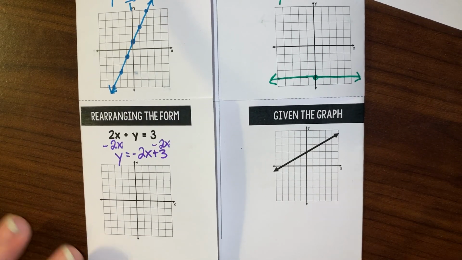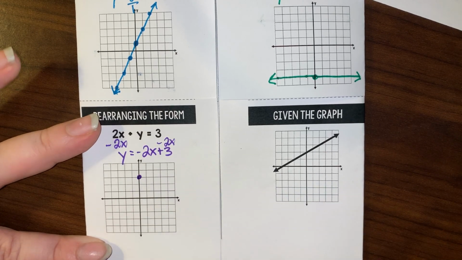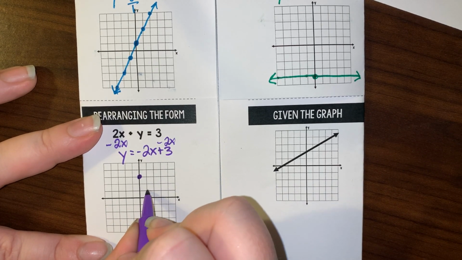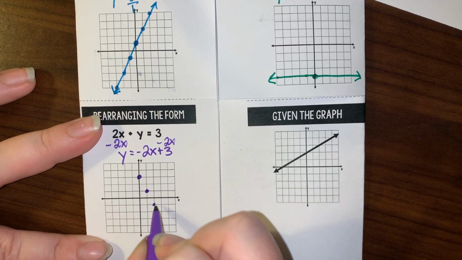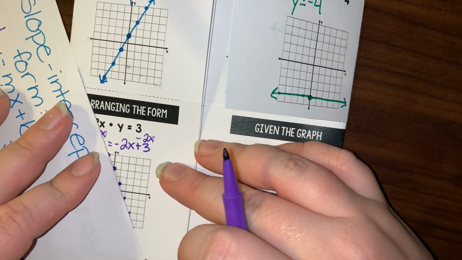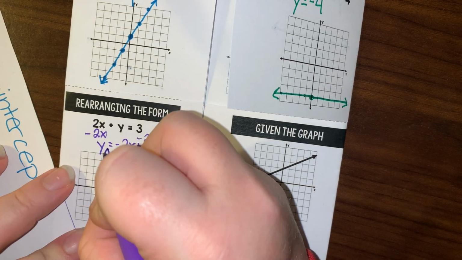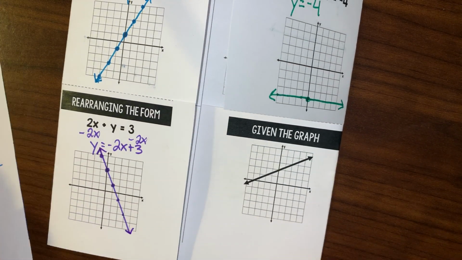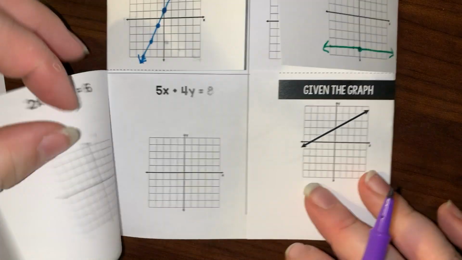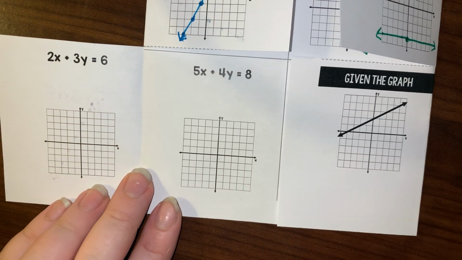So now I can graph this. I start at 3 on my y-axis. My slope is negative 2, so I go down 2 and to the right 1, or up 2 and to the left 1. And I connect these points using some sort of straight edge. Just like that.